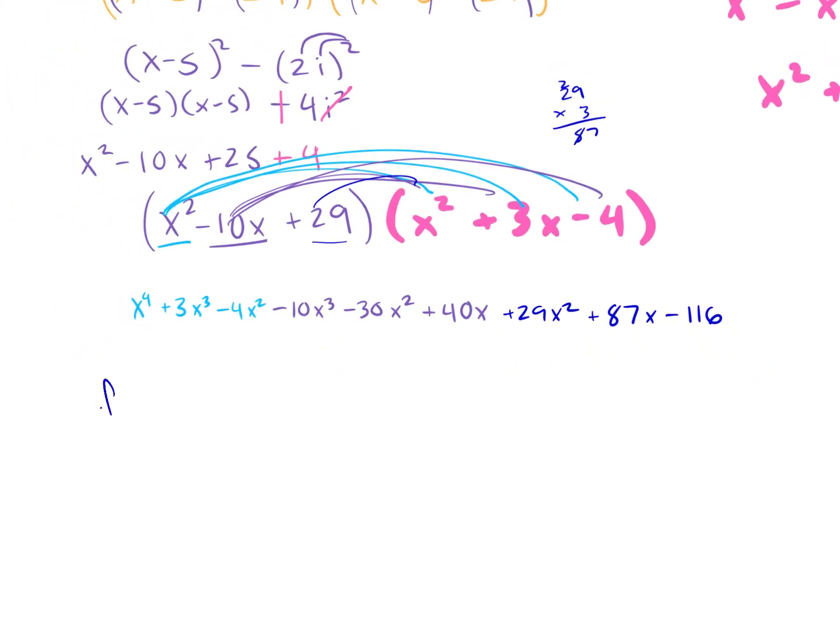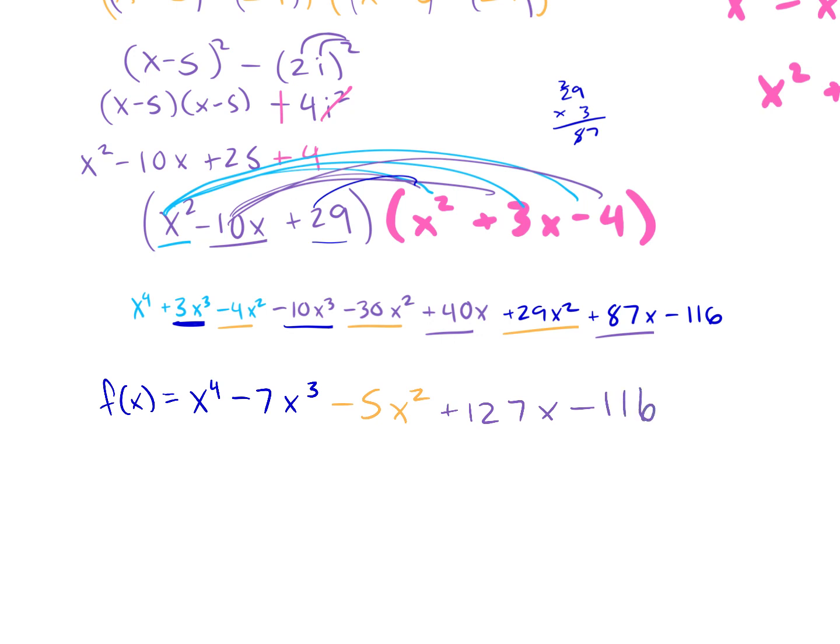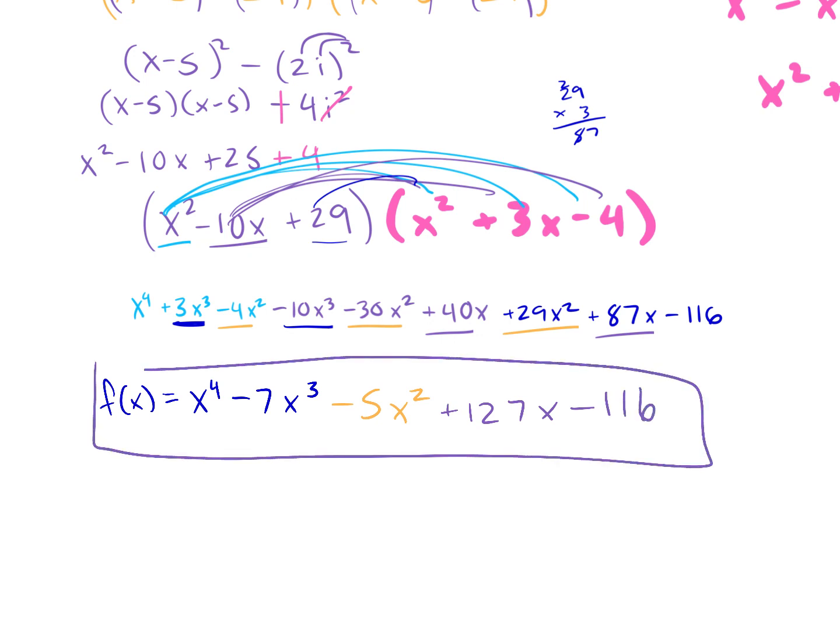So it's either going to be f of x equals or 0 equals. Just make sure you name it. X to the fourth power. Then I have 3x cubed minus 10x cubed would be negative 7x cubed. Negative 4x squared minus 30x squared plus 29x squared would be negative 5x squared. Then 40 plus 87 would be 127x, and then minus 116. And that's our answer.